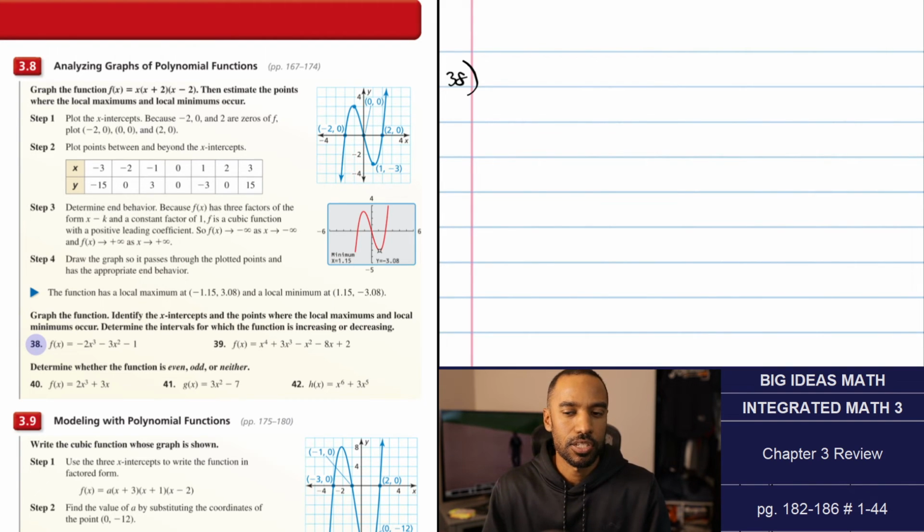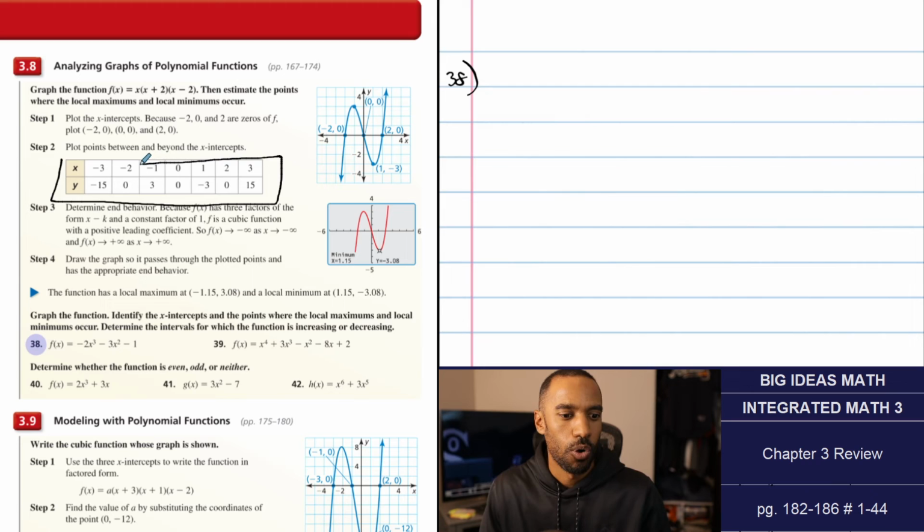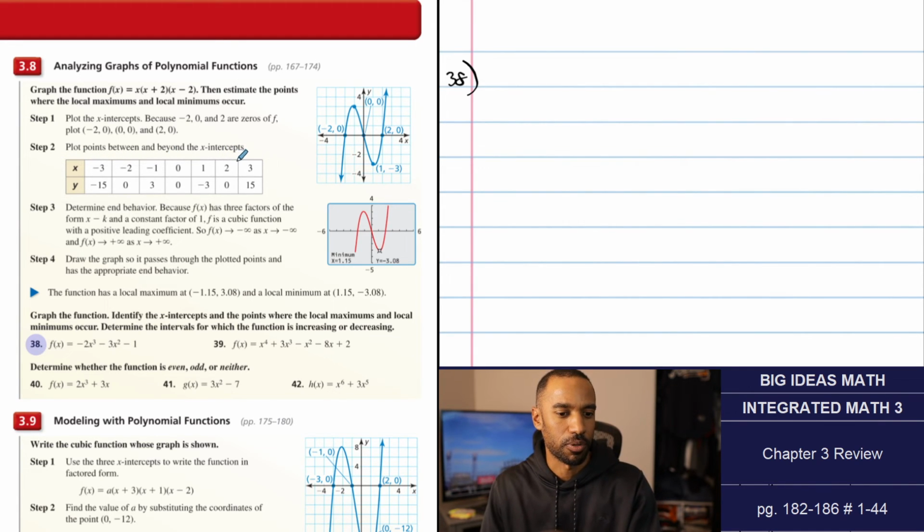All right. In section 3.8, we're analyzing graphs of polynomial functions. This is where we got to do more of the tableless graphing. I say that given that they did a table still. We got to do more tableless graphing whenever something was factorable. I don't think they're giving us that opportunity. So we're probably going to use more of the graphing calculator.